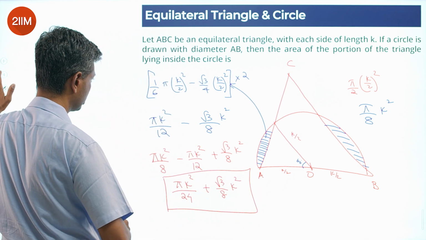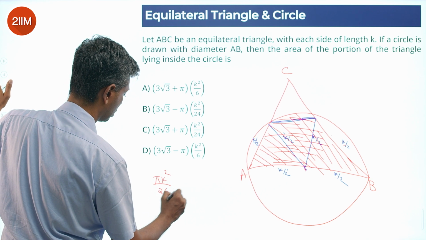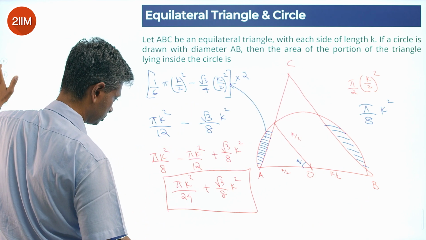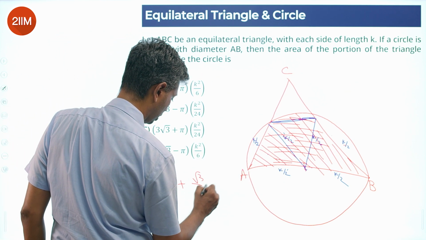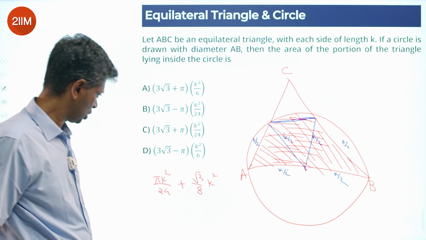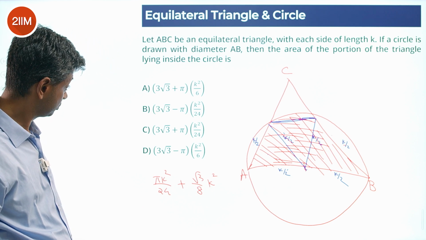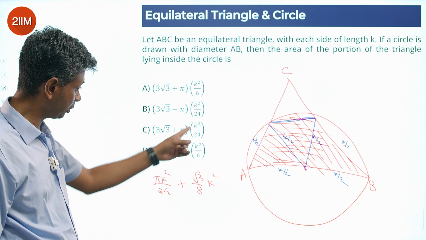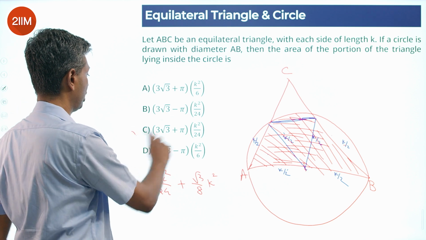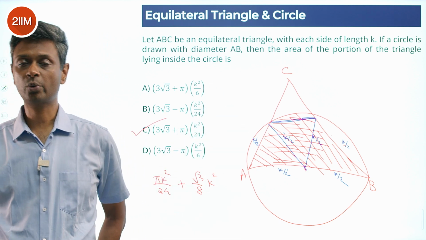Go back to the choices. Looking at pi K square by 24 plus root 3 by 8 K square, that is pi K square by 24 plus 3 root 3 by 24. This is the answer, choice C: pi K square by 24 plus root 3 by 8 K square.